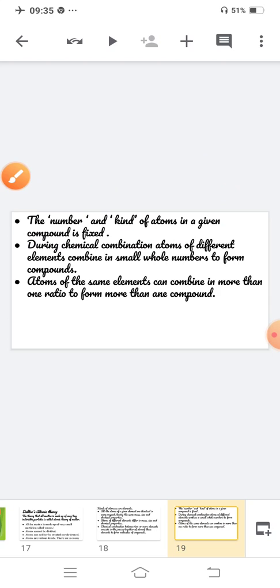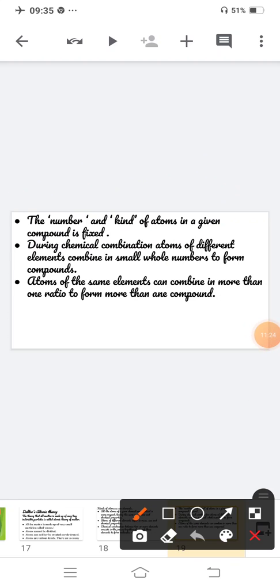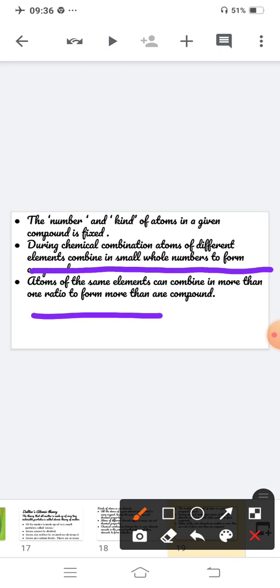Second, during chemical combination, atoms of different elements combine in small whole numbers to form compounds. Clear? During chemical combination, atoms of different elements combine in small numbers to form compounds. Atoms of the same elements can combine in more than one ratio to form more than one compound.